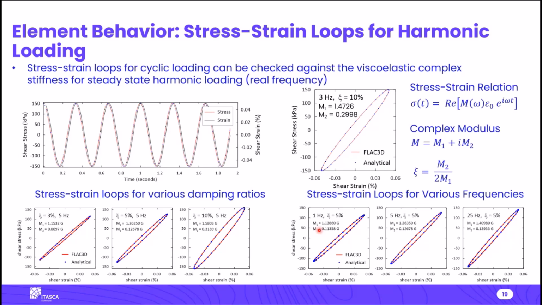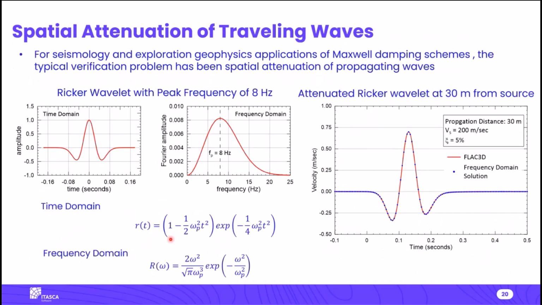So that's like an element test of the Maxwell damping scheme, which looks good. Then spatial attenuation of traveling waves. This is the typical problem that all these seismology and exploration geophysics codes use. They just do some pulse here. We're using a Ricker wavelet, and you just put that in at one end of a FLAC model, and look at some distance, see how that attenuates with distance as this wave propagates. And again, we've done that.